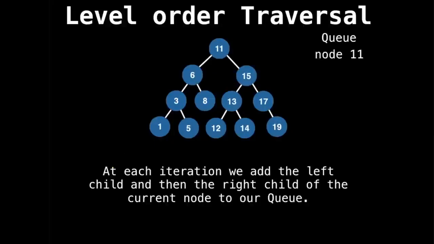A bit more detail on that. Here you can see the queue on the right. I've inserted node 11, and so I would pull out node 11 and add 11's left child and 11's right child to the queue. They would go at the end of the queue, and I've also removed 11. So the next node processed would be 6, followed by 15. And then I would keep adding children to the queue so that I reach them eventually.